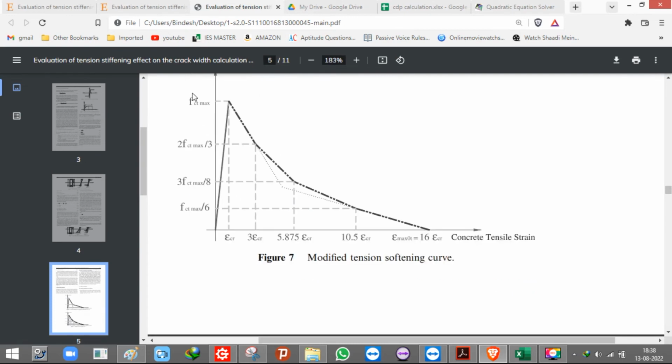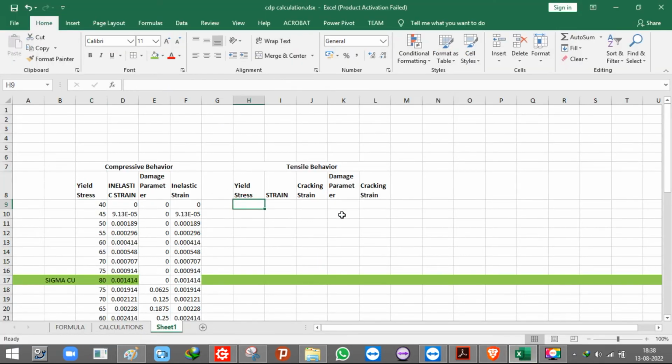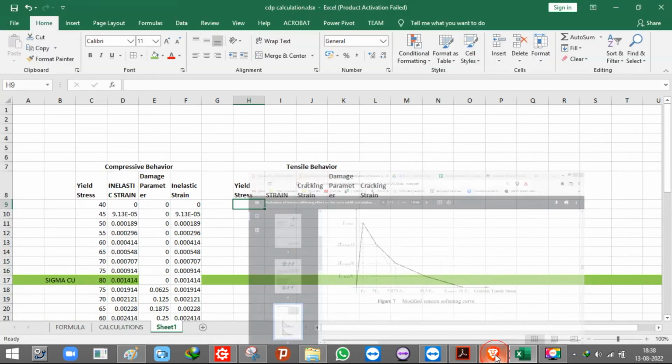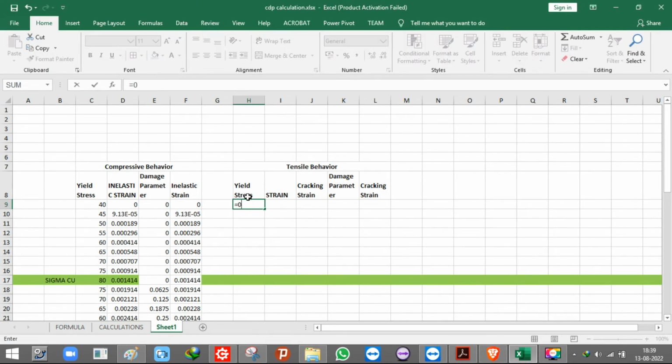Here the maximum tensile strength will be this FCT max, then 2/3, 3/8 and 1/6 of FCT max, followed by this string. Now let us make a table over here. Tensile behavior, yield stress, so maximum FCT max, first one. FCT max, what will it be? It is usually 0.7 under root FCK, right? 0.7 square root FCK. FCK is my 80.